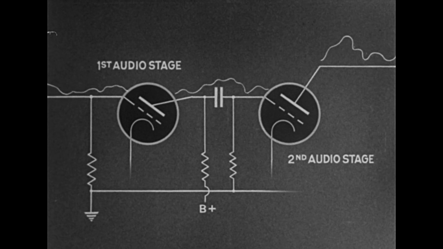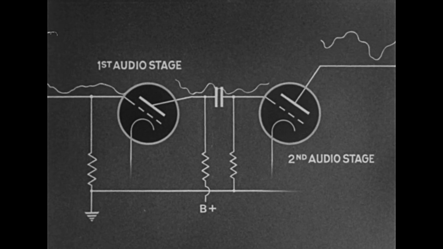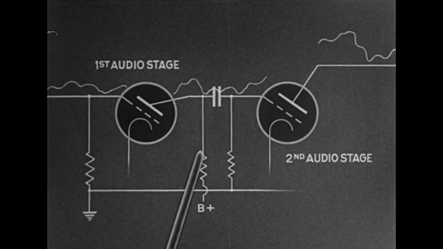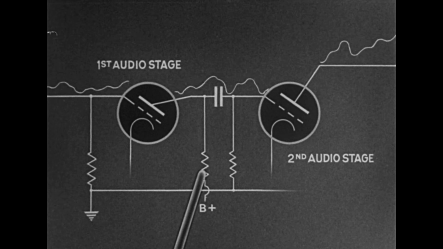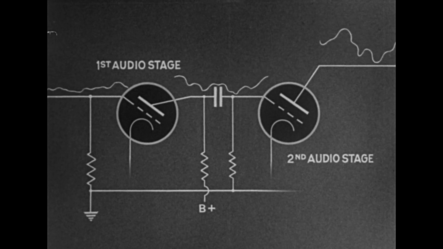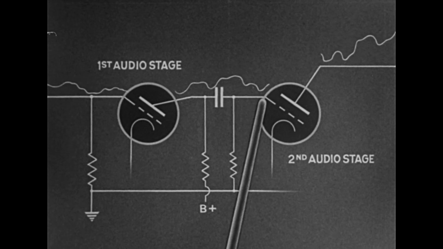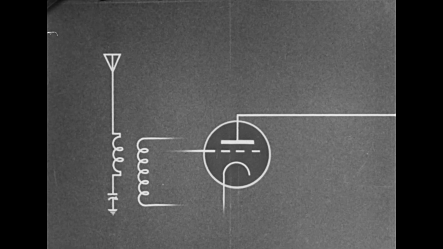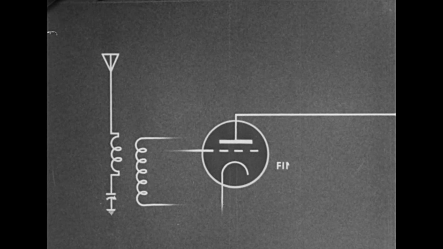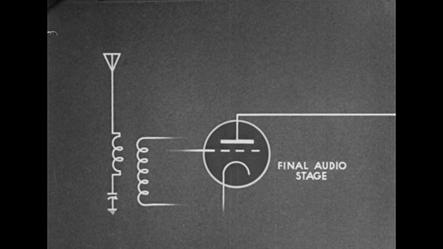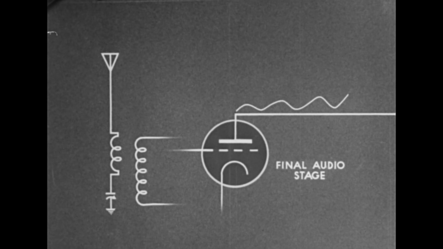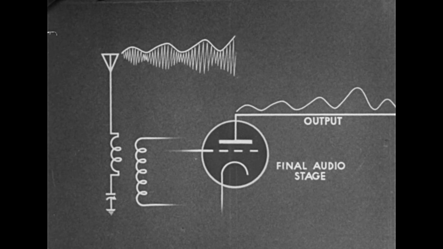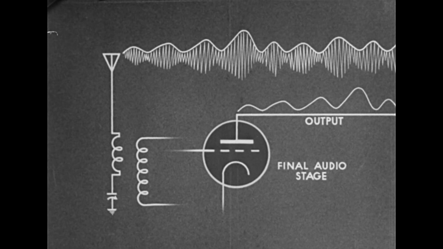The output of this first audio stage is an amplified audio frequency current. This current passes through the plate resistor, causing voltage variation to be applied to the grid of the next tube, the second audio stage. The second stage of amplification is usually the final audio stage. Its output is a greatly amplified wave. It has, in a good receiver, the exact pattern of the modulation envelope of the radio frequency wave received by the antenna.